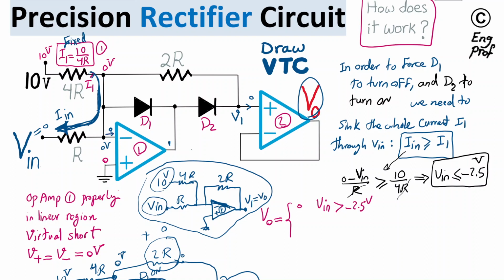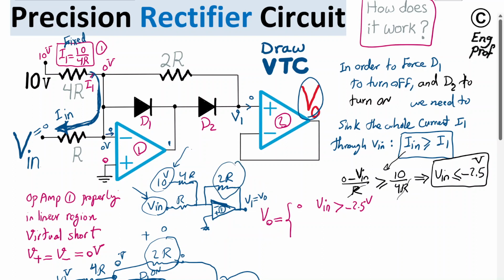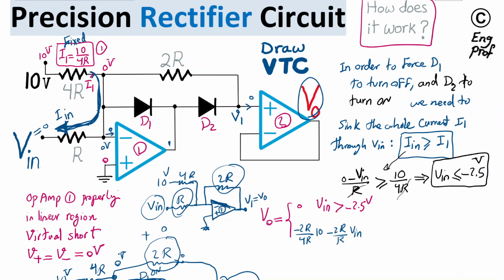And it is well known the gain for this one using superposition, one by one applying these 10 volt and Vin voltages. We can say Vout in this scenario, or V1 basically, is equal to negative 2R divided by 4R times 10, and then we have negative 2R divided by R times Vn. R cancels out, and this becomes negative 5, and this becomes negative 2 Vn. This is for the case that Vn is less than or equal to negative 2.5 volt.